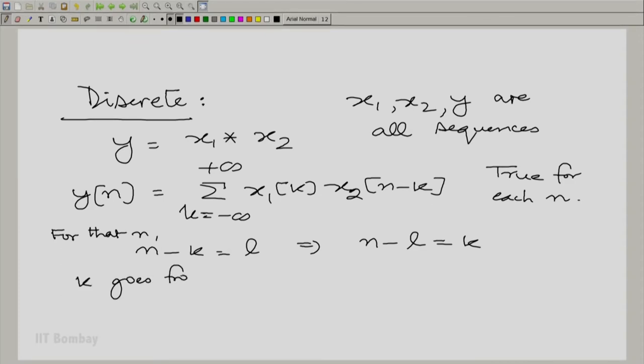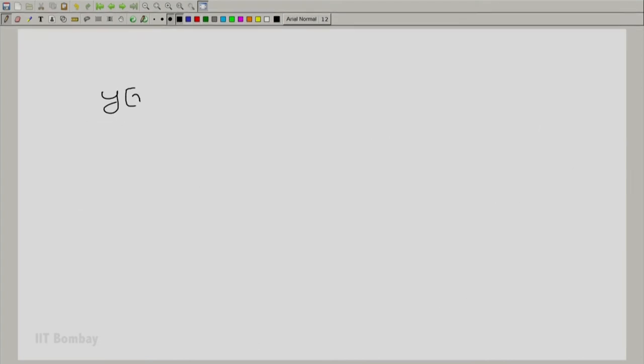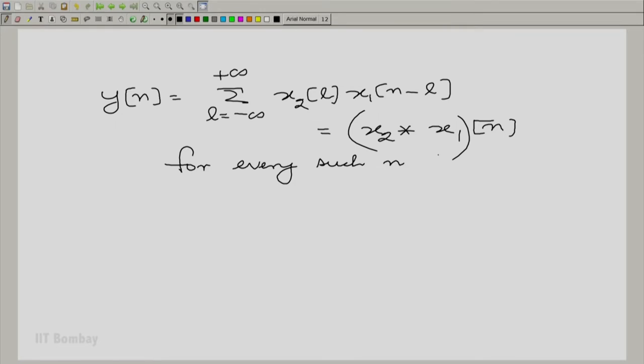And when k goes from minus to plus infinity, then l also goes similarly. And therefore, we could replace in the summation k by n minus l, and n minus k by l. And there we are, it tells us that y[n] is also the sum over l going from minus to plus infinity of x2[l] x1[n minus l], which is essentially x2 convolved with x1. For every such n, x2 convolved with x1 evaluated at n, and of course, this is true for every such n. So, naturally, the convolution operation is commutative. So, we have proved it.